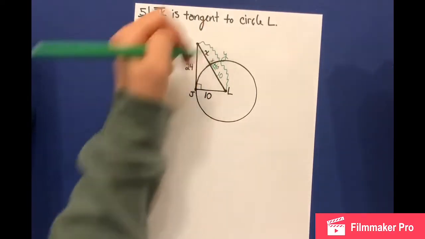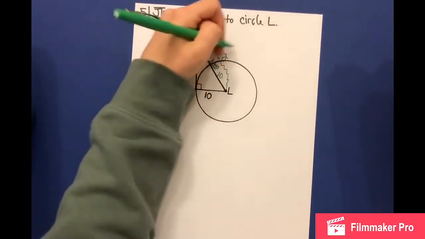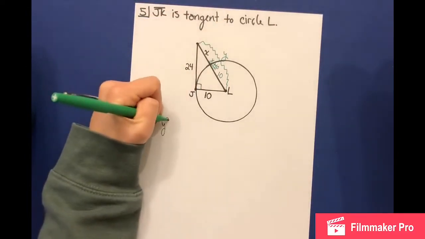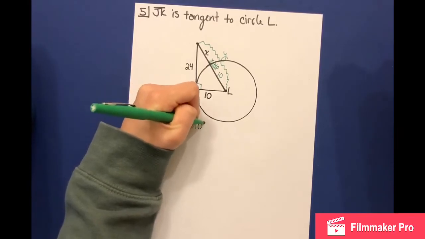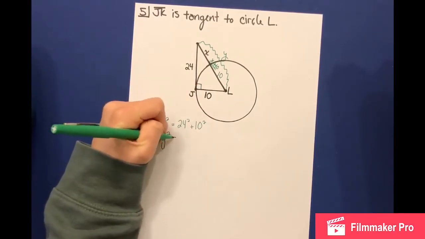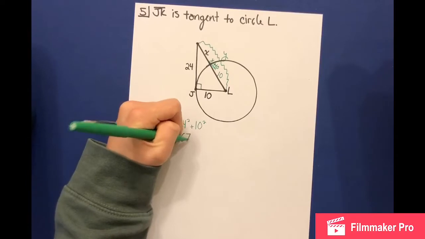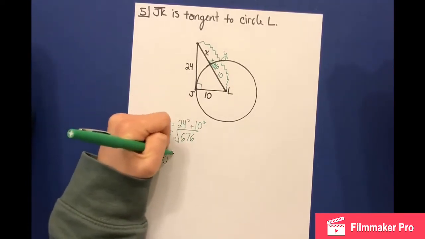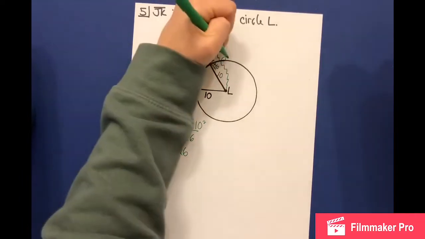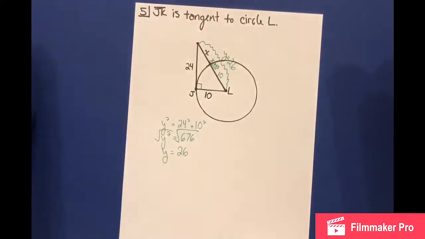So looking at this, what I can set up is my c squared, so y squared equals 24 squared plus 10 squared. Y squared is equal to 676. Square root both sides. I get y is equal to 26. So this entire length is 26.